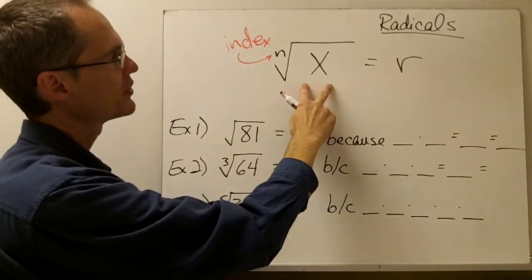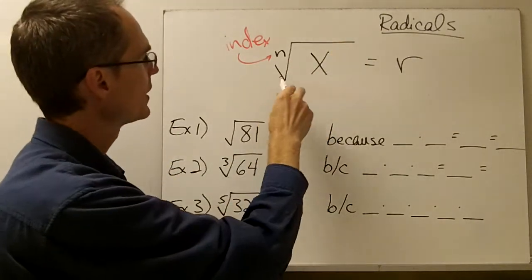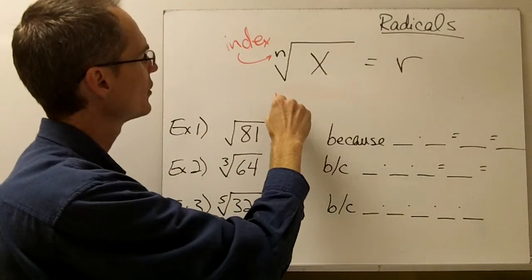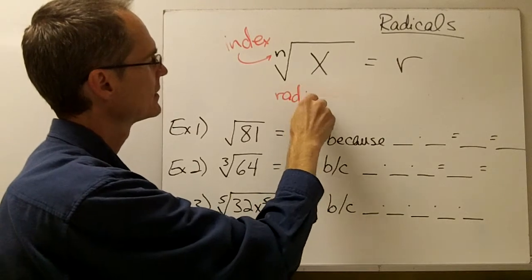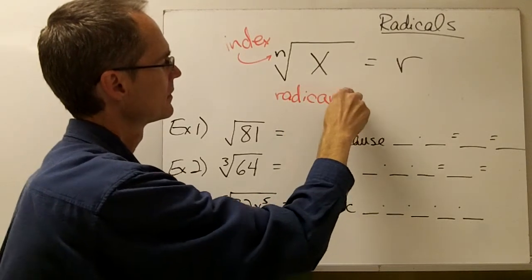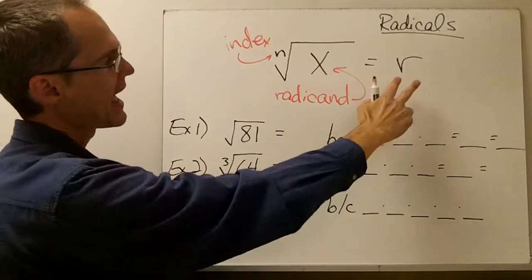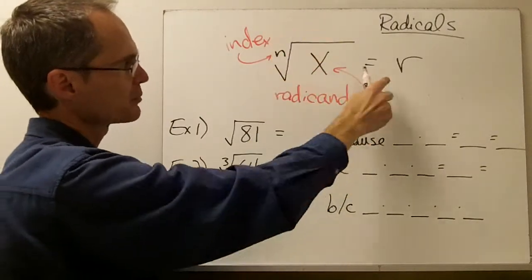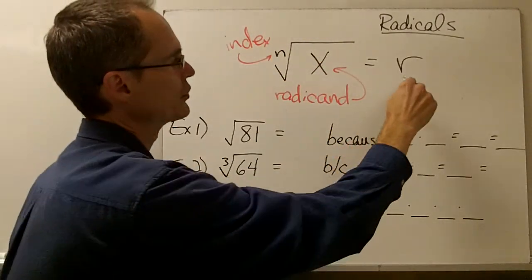The number or the expression underneath the radical symbol is called the radicand. And then the number that the radical expression is equal to, that's called the root.